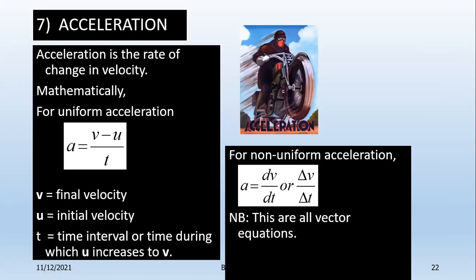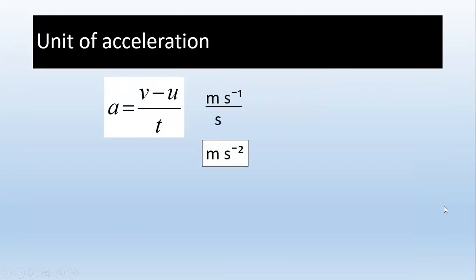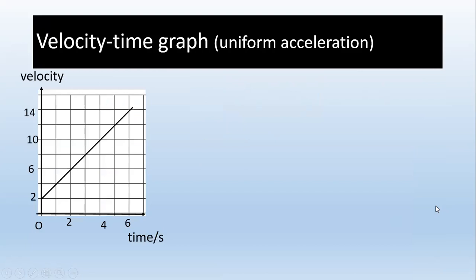Okay, so if you look up acceleration, you will find the unit of acceleration by going to the formula. Velocity v and u are the same, meters per second. Time is seconds. So it's meters per second squared, m s^-2. That's the unit of acceleration.